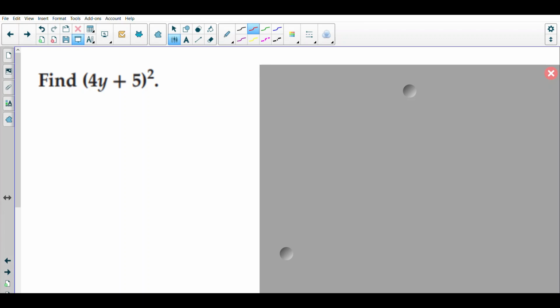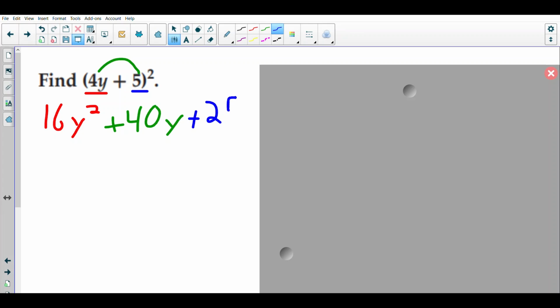First, we're going to square the first term. 4y quantity squared, so 4y times 4y, we get 16y squared. And then we are going to multiply the two terms and double it. So 4y times 5 is 20, double it, so we get 40y, so plus 40y. And then the last one, square the last term, we get plus 25. And that's all there is to it. That is the quick, easy method.